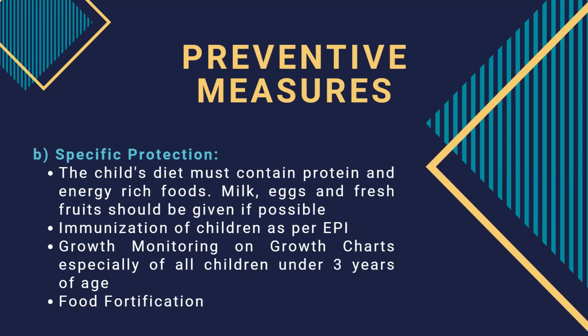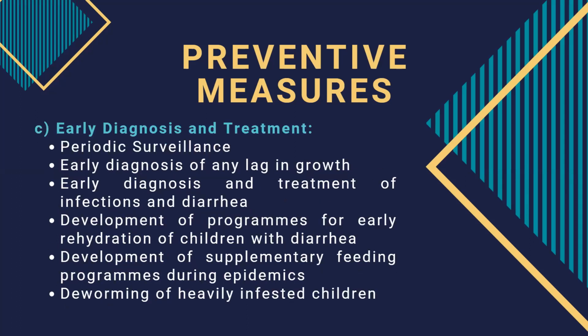Specific protection includes the child diet to contain protein and energy-rich foods. Milk, eggs, and fresh foods should be given if possible. Immunization of children as per EPI. Growth monitoring on growth charts, especially of all children under 3 years of age, and food fortification.